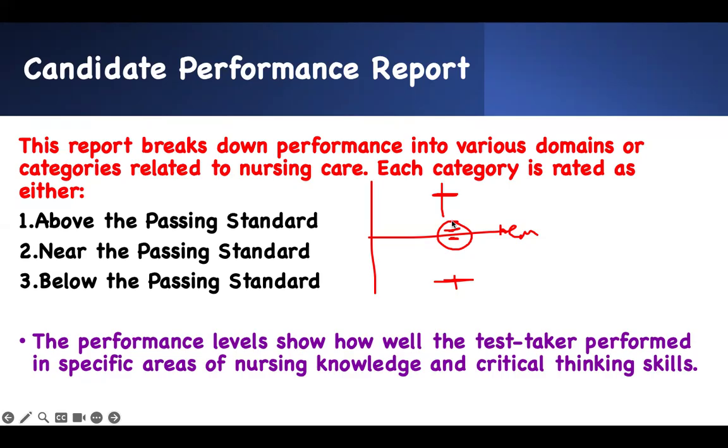This is a calculation we do when we do statistics. You don't have to worry about it, but if you are just above it or just below it, that means you're not showing consistency in your thinking regarding that category. Remember, the performance level shows how well the test taker performs in specific areas of nursing knowledge and critical thinking skills. So you ask yourself, well, I have good nursing knowledge and good critical thinking skills.